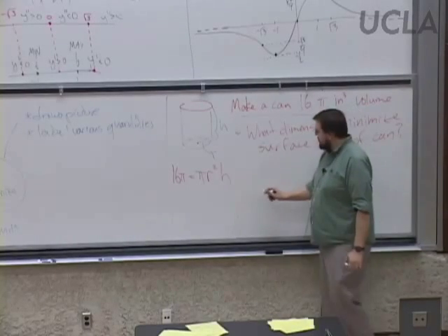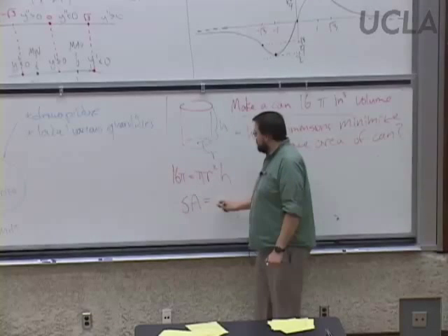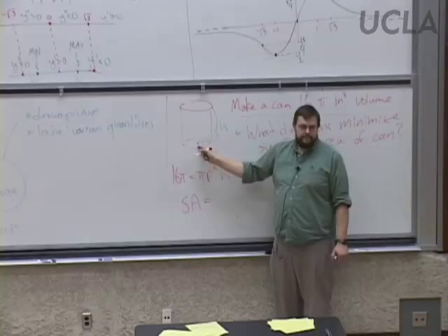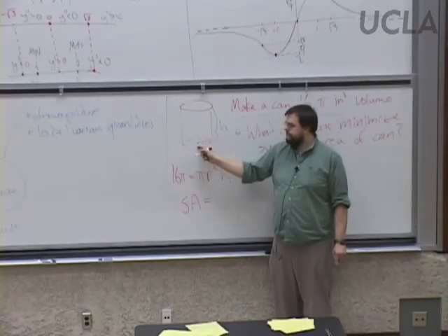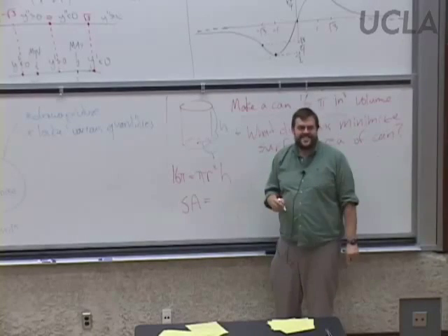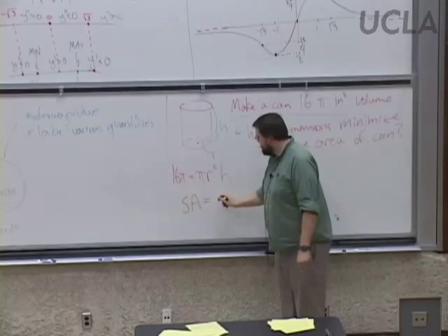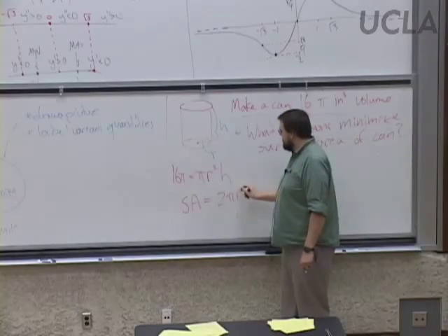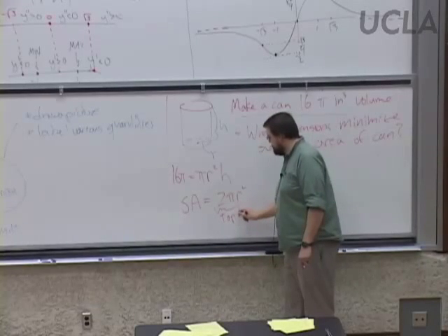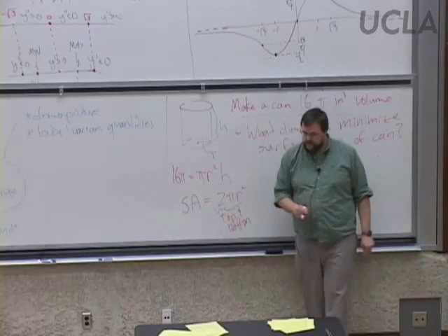Now, what is the surface area? Well, first off, what's the area of the circle? Pi r squared, yeah. That's not a trick question. Pi r squared, very good. There's two circles, so 2 pi r squared. This is the top and bottom. All right. So we found the surface area of the top and the bottom.